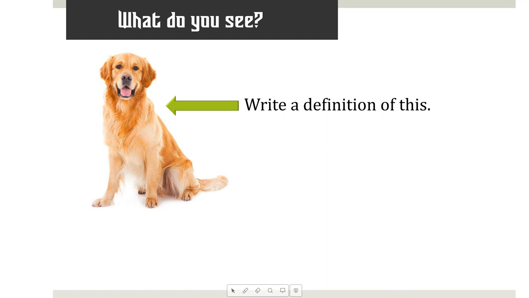So, with your definition, you need to consider a couple things, and I'll give you some ideas and then allow you to revise your definition. Your definition should adequately describe the thing you're trying to define, but eliminate things that aren't that. So, for instance, if I define that as a furry pet, that would be a bad definition. Why? Because there's other furry pets. For instance?